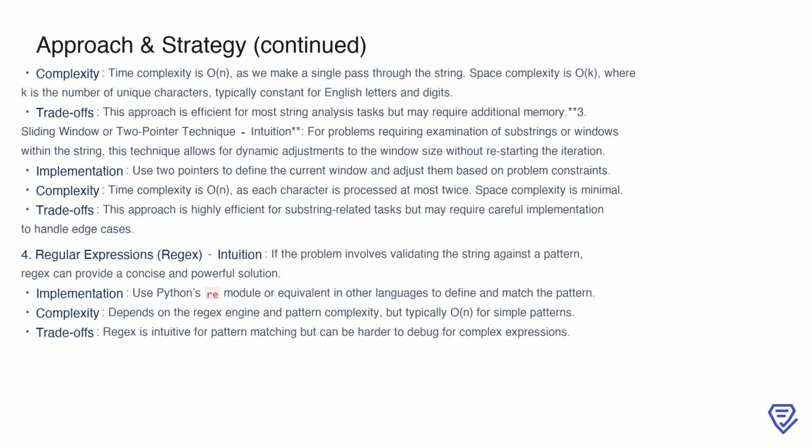Finally, regular expressions, or regex, offer a concise way to validate strings against patterns. Using libraries like Python's re module, we can define and match patterns efficiently. While regex is typically n for simpler patterns, its complexity can vary based on the pattern itself. It's a powerful but less versatile tool for certain scenarios, particularly when patterns grow complex and harder to debug.